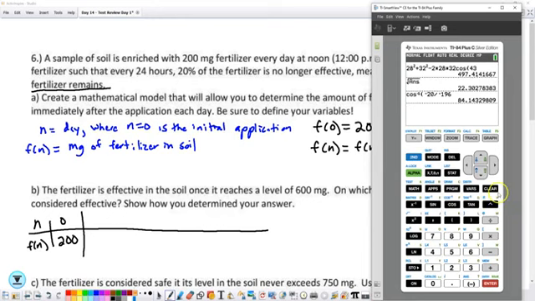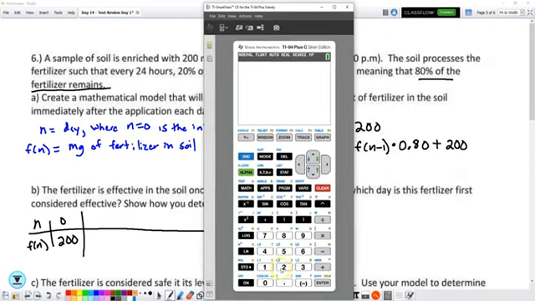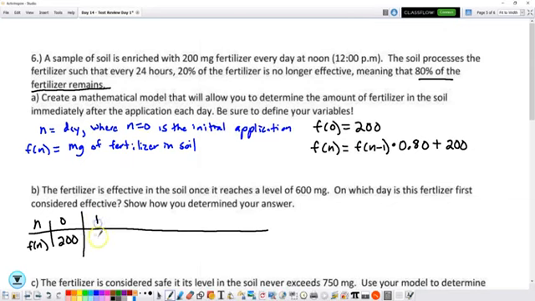So on my home screen, I am starting with 200. So I'm going to enter 200. Now this answer is going to be like my f of n minus 1 because that's my previous answer. F of n minus 1 is previous answer. So I'm just going to do previous answer times 80% plus 200. And that's going to be 360. So on day 1, we feed the soil, and now the soil has 360 milligrams of fertilizer.